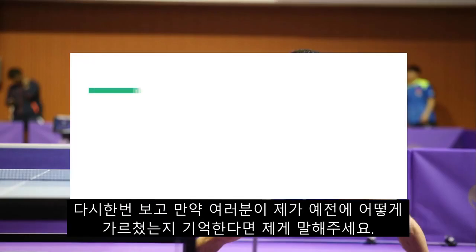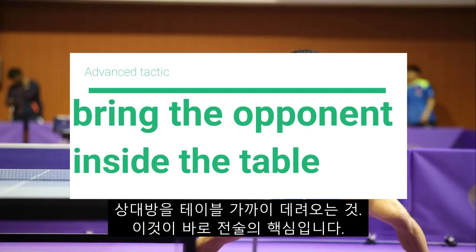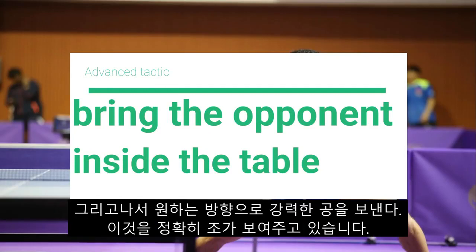Remember in the placement video, where I taught you how to win just by placement, this tactic is shown here. You bring the opponent close to the table, then loop kill the ball in any direction you want. This is exactly what Zhou is doing here.